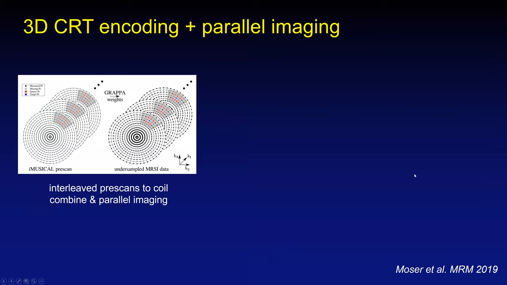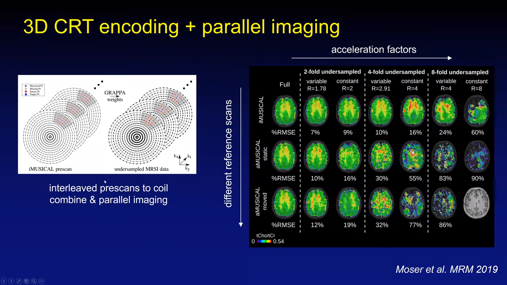In some cases, this is still not enough. And so we have experimented in combining these concentric ring trajectories with parallel imaging. And for this, we also had to introduce a new interleaved pre-scan. I don't want to go into details, but with the interleaved pre-scan that we are using right now, we have significant advantages. This interleaved approach allows us to do parallel imaging and coil combination at once for much higher acceleration factors.